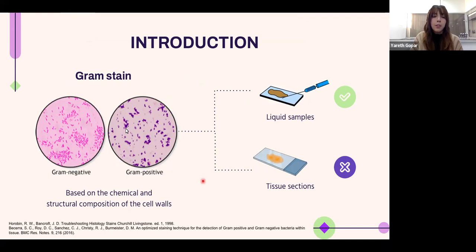It allows to distinguish bacterial morphology based on the chemical and structural compositions of their cell walls, and it distinguishes between gram-positive bacteria, which are stained purple, and gram-negative bacteria, which are stained pinkish or red. Although conventional Gram stain works very well with smears from liquid samples, its use is not appropriate for tissue sections since connective tissue and other elements of biopsies stain easily and non-specifically, which complicates the visualization of the bacteria.